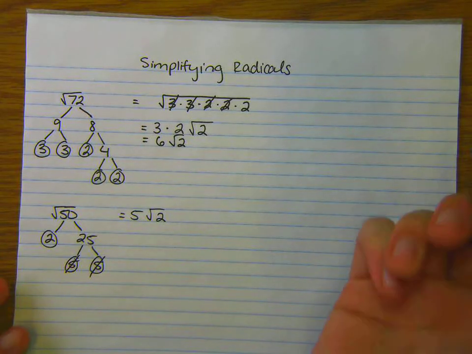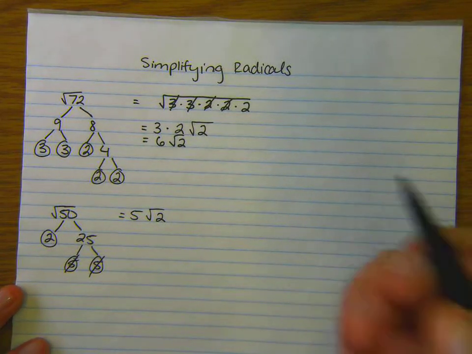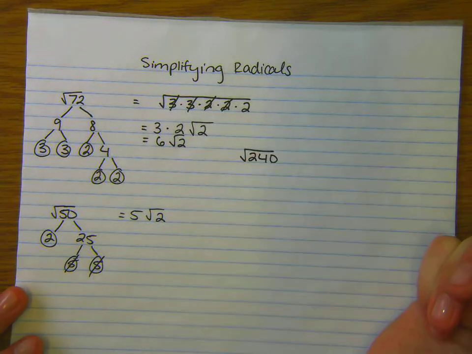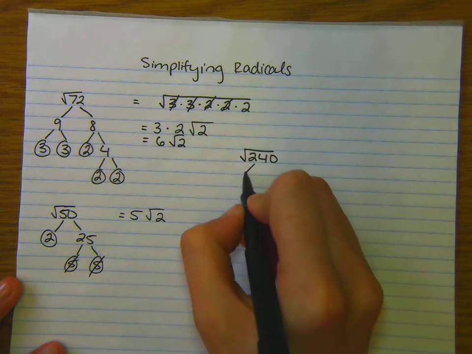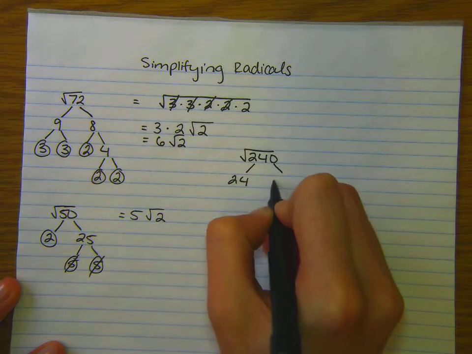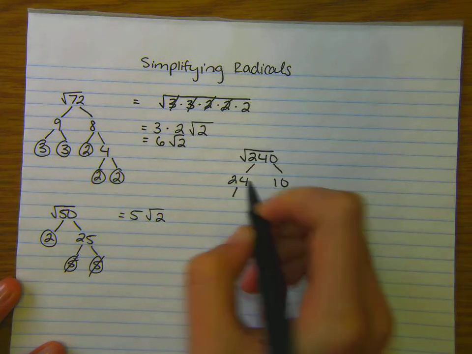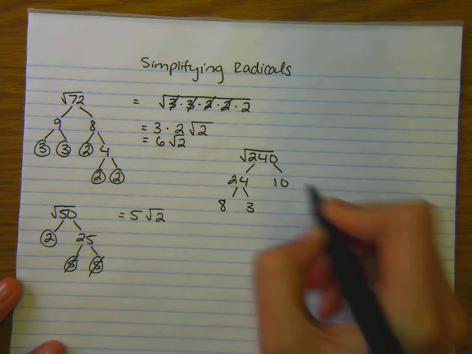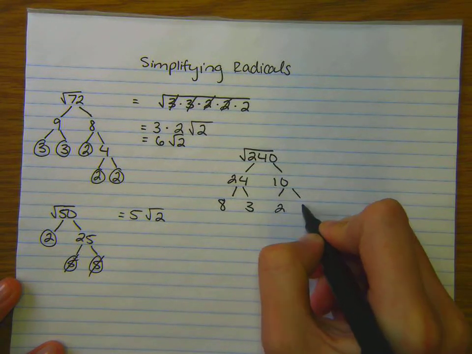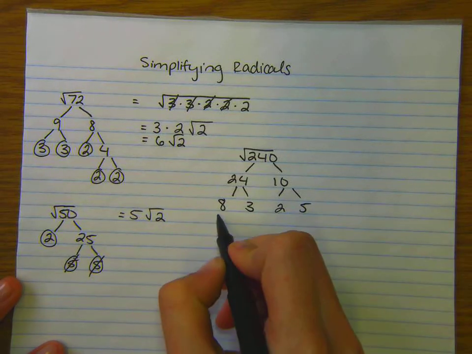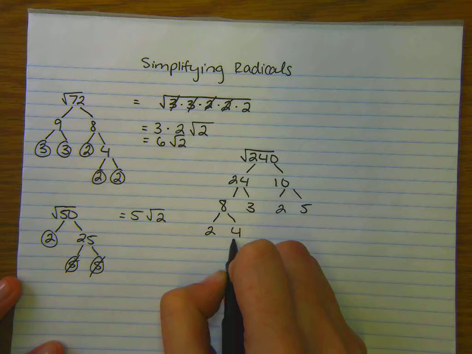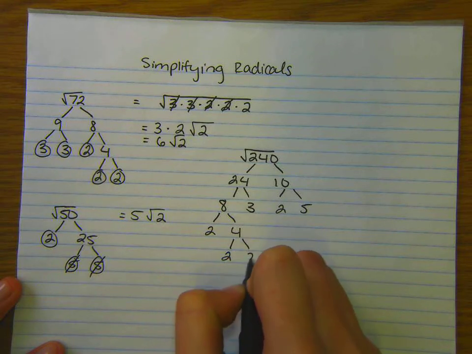Alright, one final example. Let's see here. We have the square root of 240. We know we can break up 240, that's 24 times 10. 24 we can break up into 8 times 3. 10 we can break up into 2 times 5. 8 breaks up a little bit further into 2 times 4. And then one more, 4 breaks up into 2 times 2.